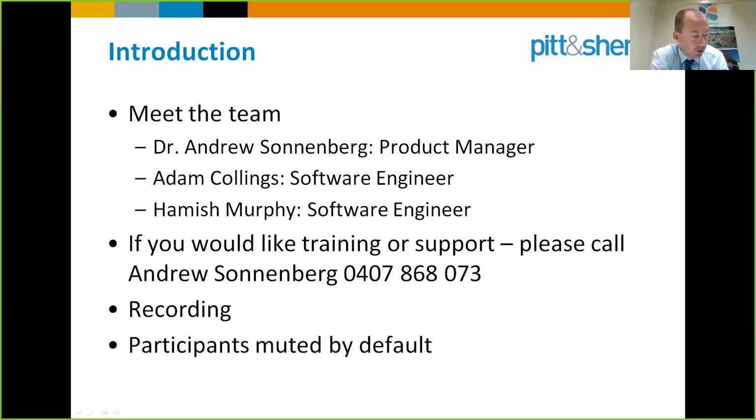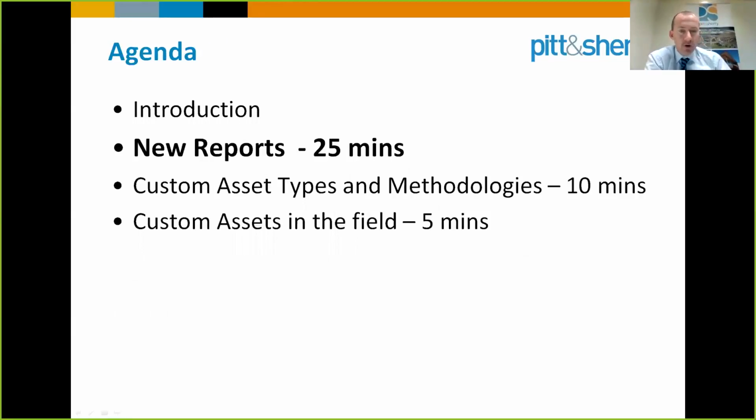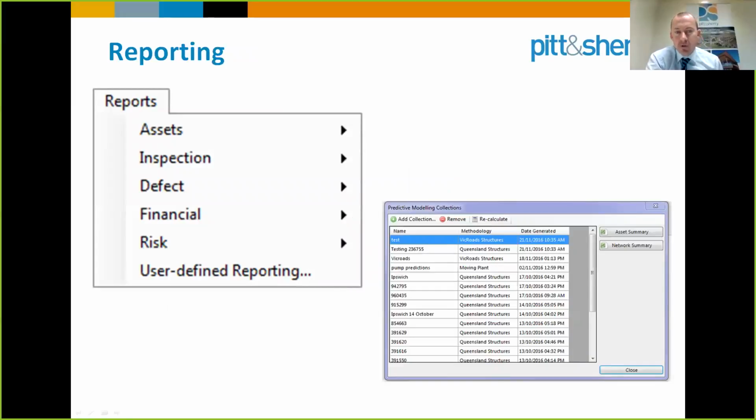So to kick things off, with the new reports we've generated, we've created a drop-down field, and in that drop-down field you'll see there's reports for assets, inspections, defects, financial related and risk related information, as well as our user-defined reporting, which allows you to query any particular field in the database and export that out to Excel and sort that in any way you like, and you can save that query if you find that one of our other reports hasn't met your needs.